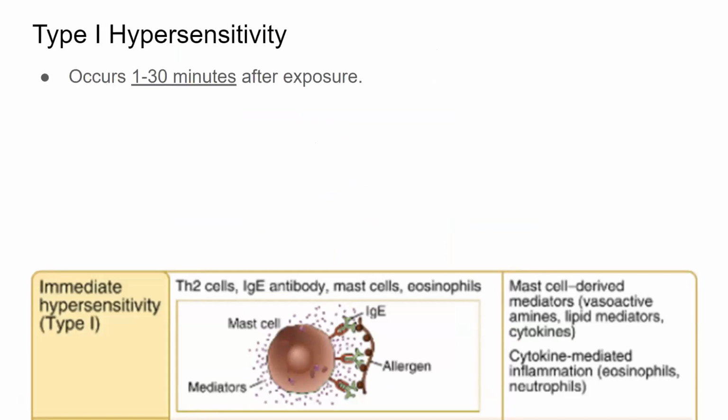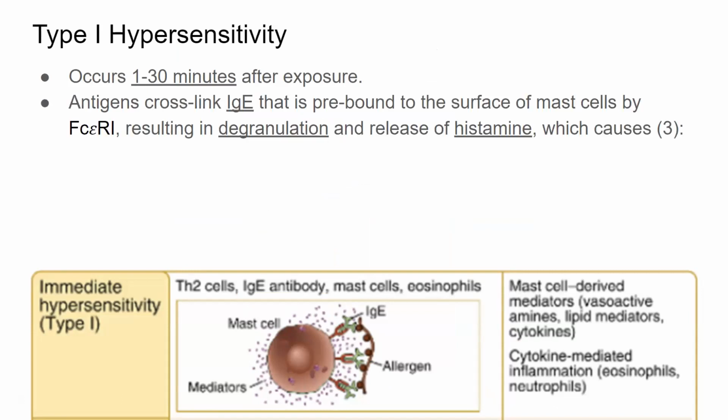So 1 to 30 minutes after exposure. This occurs very quickly, and it's mediated by IgE bound to mast cells. If we remember, IgE is pre-bound to mast cells, so that's why it occurs so quickly. All you need is antigen, and all it needs to do is cross-link your 2 IgEs, and then the mast cells will freak out and shoot out their histamine. And histamine is what mediates the hypersensitivity. So what does histamine do? It does 3 things.